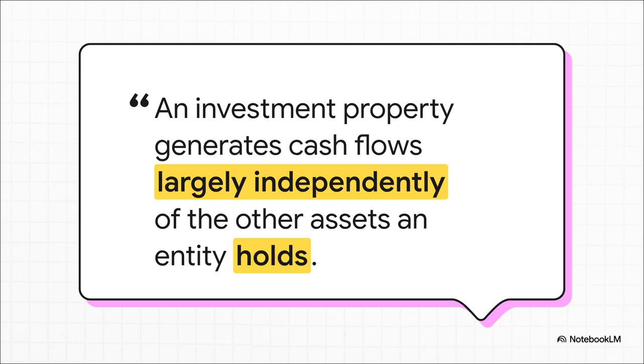And this quote right here, this really gets to the soul of the topic. Like, why do we even have a separate rule for this stuff? It's because an investment property is fundamentally different from your other assets. Your factory, which is PPE, needs people and machines to make money. An investment property, it just sits there collecting rent or appreciating. It's financially independent. If you get that core principle, you can reason your way through any weird scenario they throw at you.